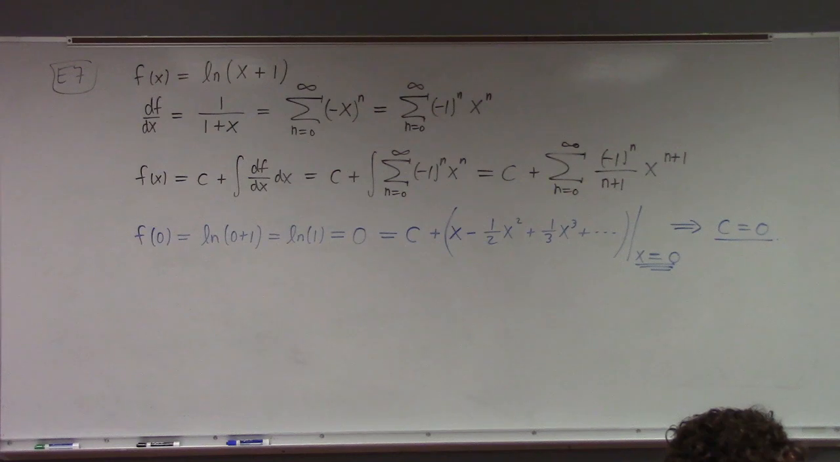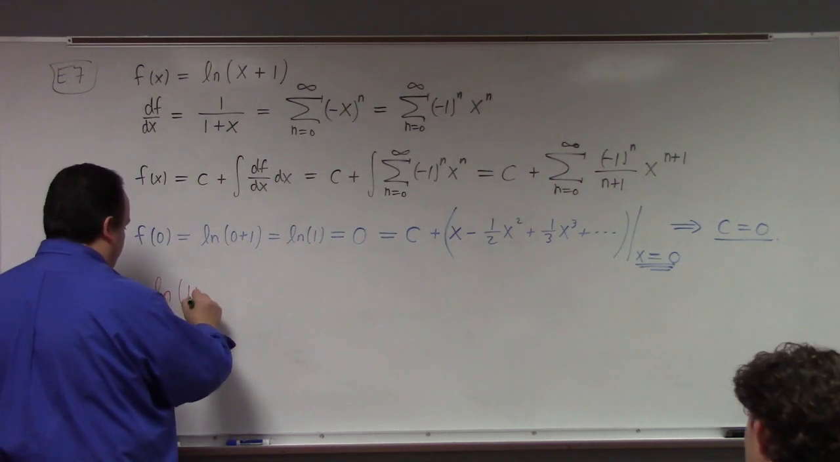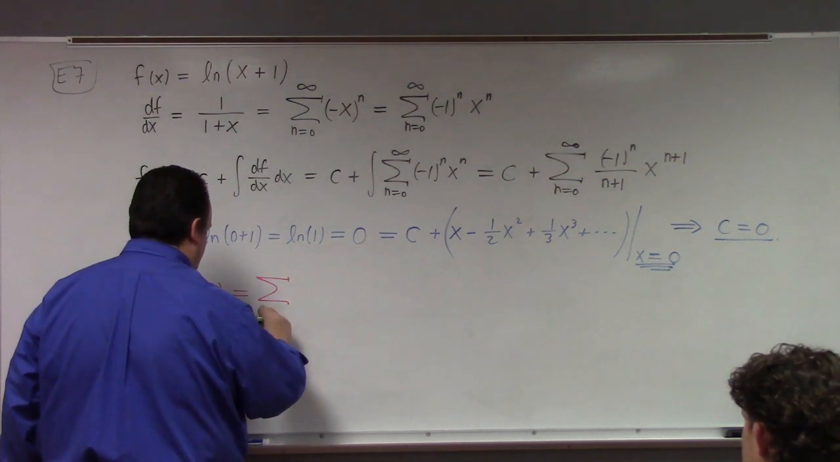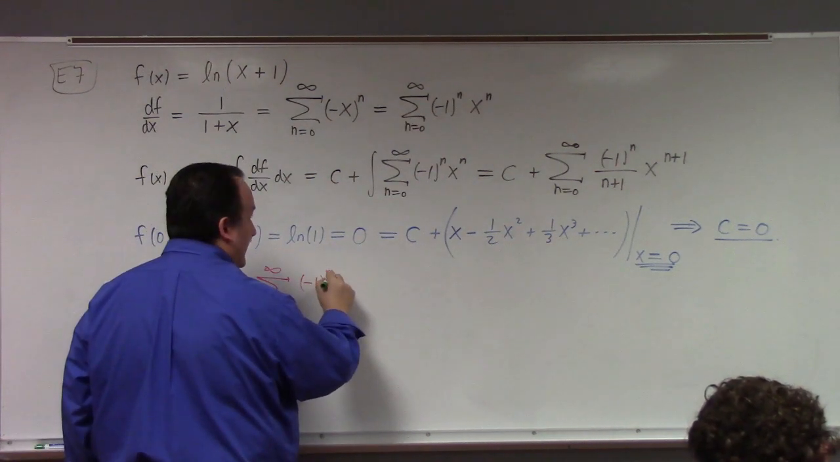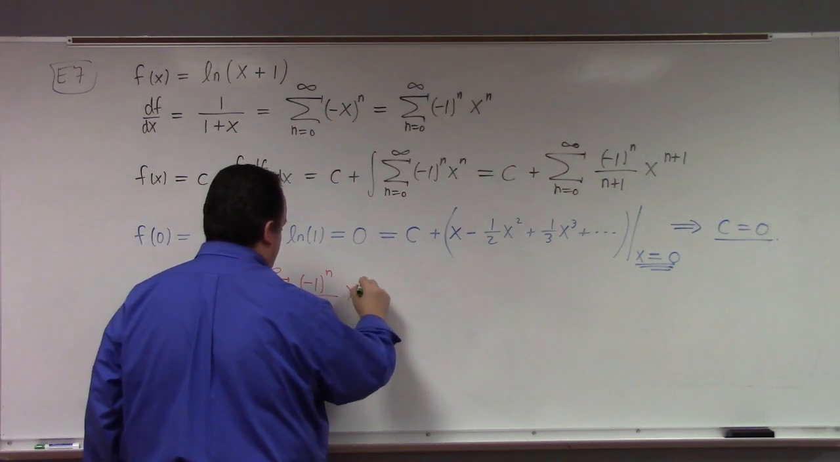So there it is. Anyway, so what do we got? We have the natural log of 1 plus x is in fact equal to the sum n equals 0 to infinity minus 1 to the n over n plus 1 times x to the n plus 1.